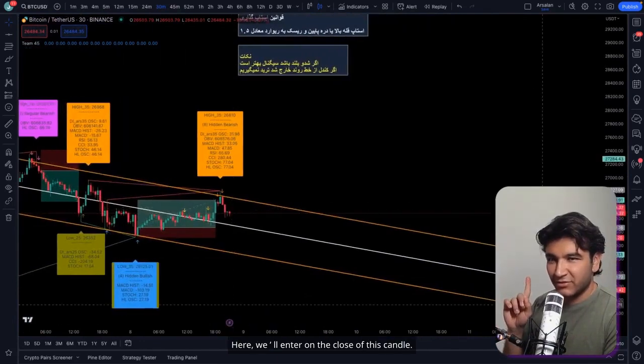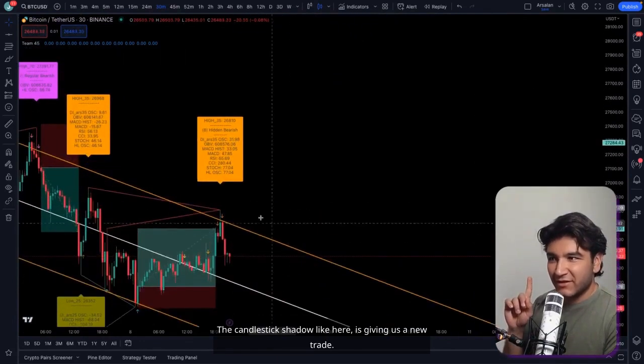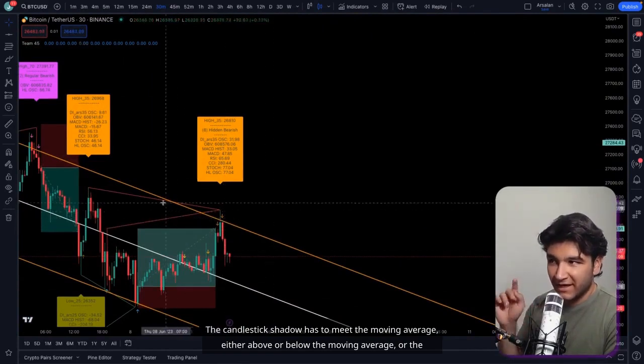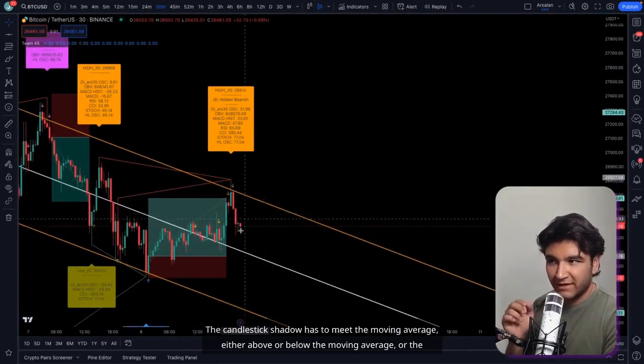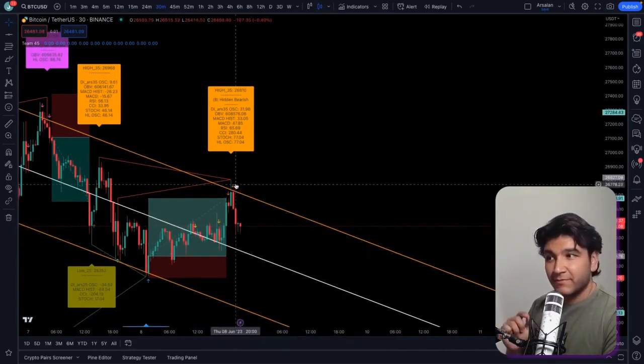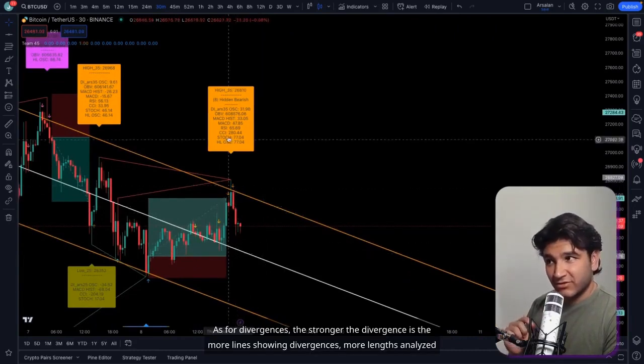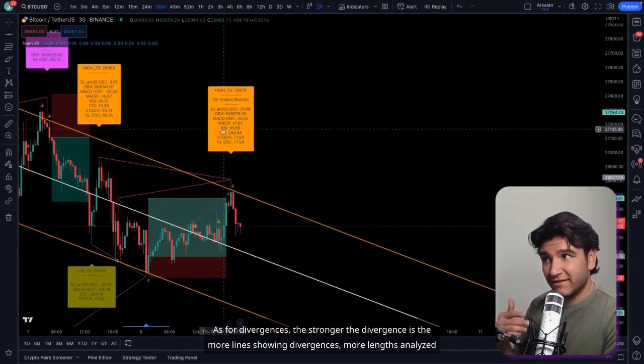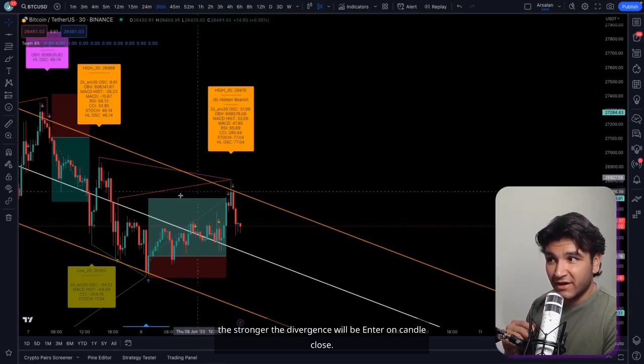Here, we'll enter on the close of this candle. The candlestick shadow, like here, is giving us a new trade. The candlestick shadow has to meet the moving average, either above or below the moving average, or the center line. As for divergences, the stronger the divergence is, the more lines showing divergences and more lengths analyzed, the stronger the divergence will be. Enter on candle close.